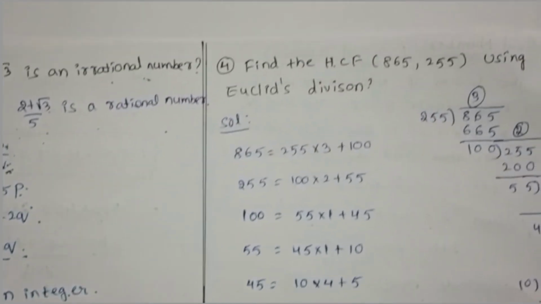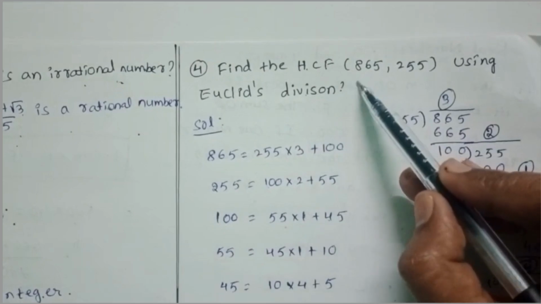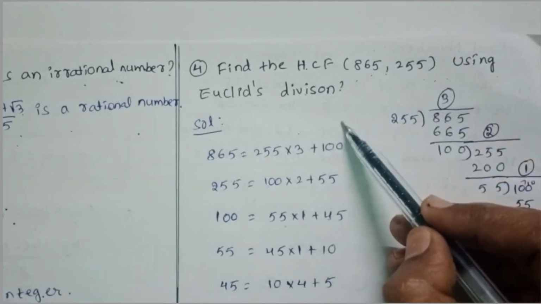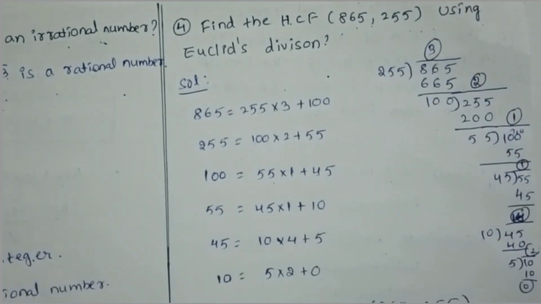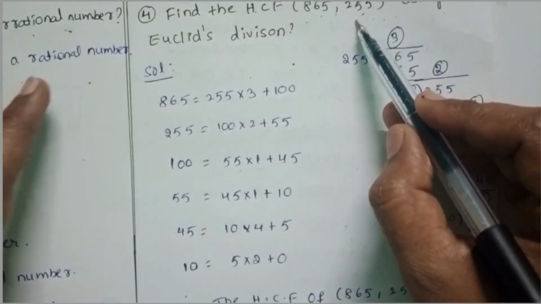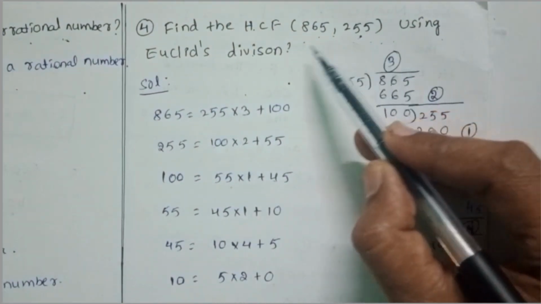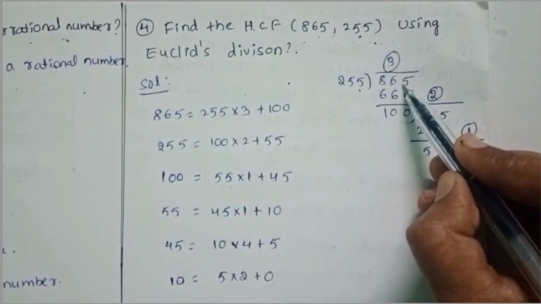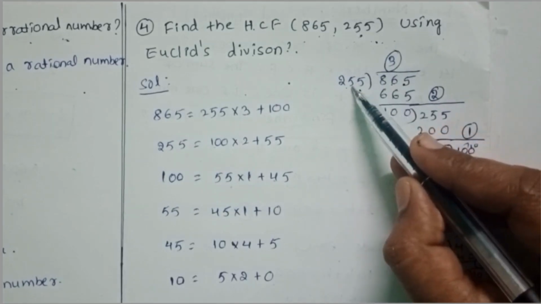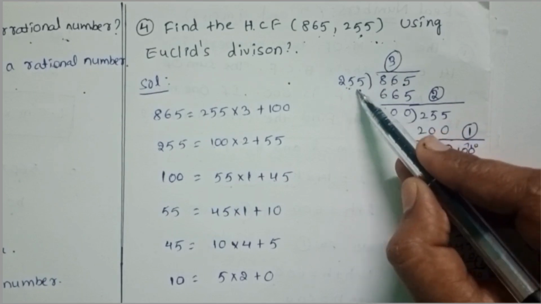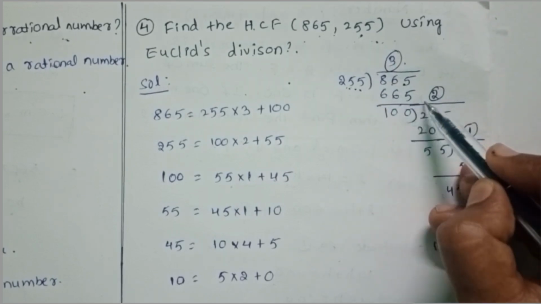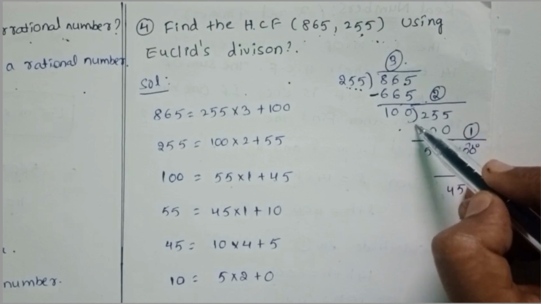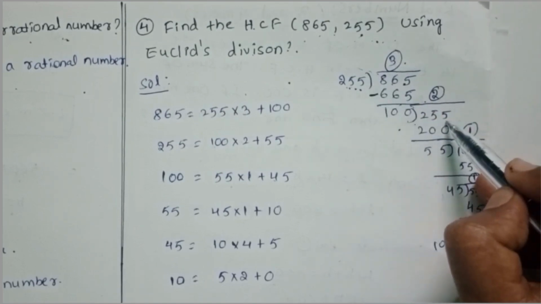Next, one more question. Find the HCF of 865 and 255 using Euclid's division method. In Euclid's division method, take the smallest number, which is 255, and write 865. Do the division: 255 times 3 is 765. If you subtract, you get 100. Write this divisor as the dividend, 255.